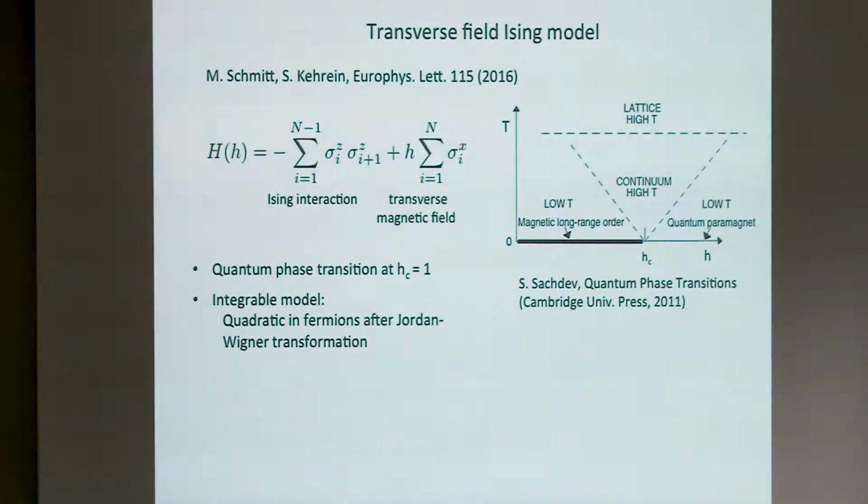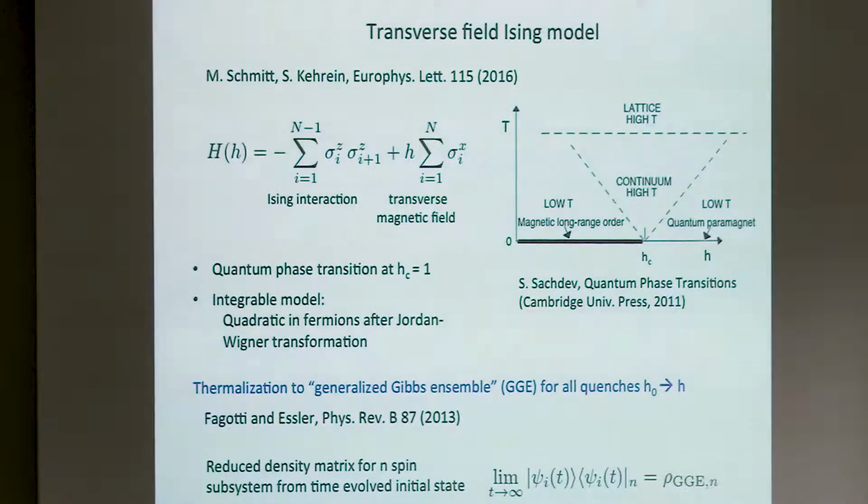Okay, so the first model that we looked at, in collaboration with Markus Schmidt, a former PhD student of mine, is a very popular model in non-equilibrium quantum many-body systems. That's the transverse field Ising model. That's Ising interaction plus some transverse magnetic field. This is an interesting model for many reasons. It has a quantum phase transition. And what makes it very attractive is that it's integrable, and integrable in a very simple way. It becomes quadratic in fermions after the Jordan-Wigner transformation, so you can calculate many, many things analytically.